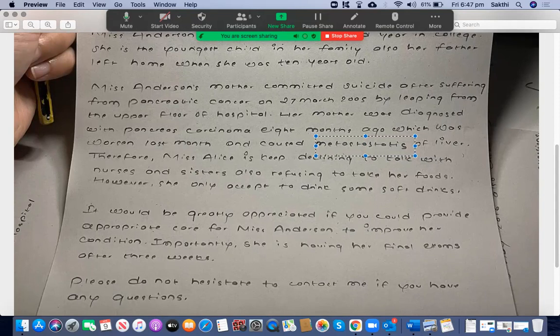Metastasis of liver. Statistics. Okay, all right. Of life. Of liver. Oh, liver. Okay, yeah, it's a liver. Yeah, my handwriting is so tough. A, yeah, comma or something. All right, no worries.